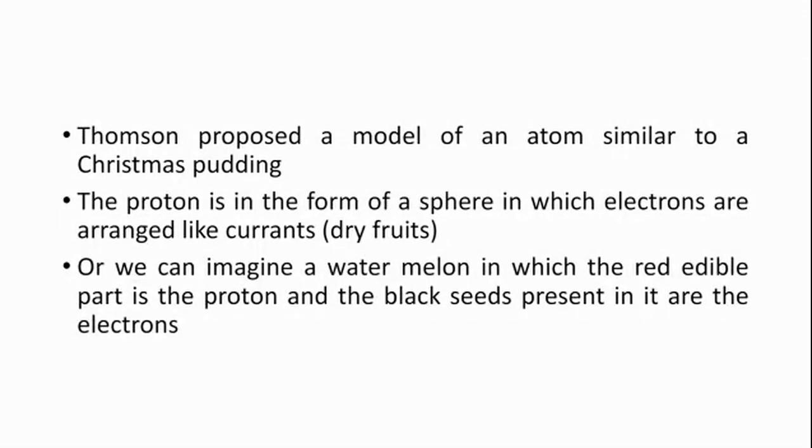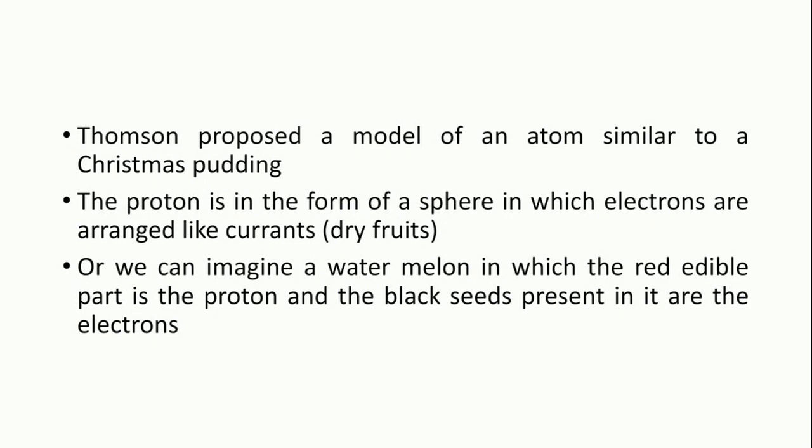Thomson proposed a model of an atom similar to the Christmas pudding. The proton is in the form of a sphere in which electrons are arranged like dry fruits or currants, or we can imagine a watermelon in which the red edible part is the proton and the black seeds present in it are the electrons.